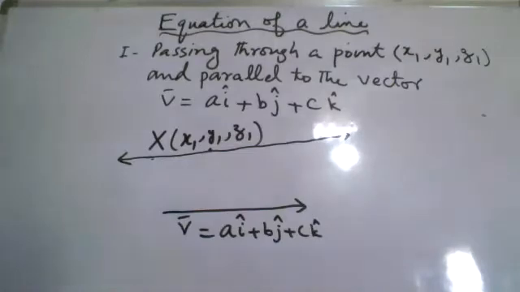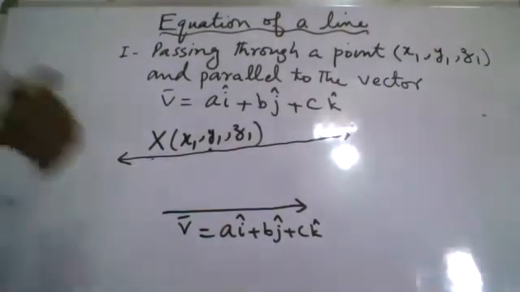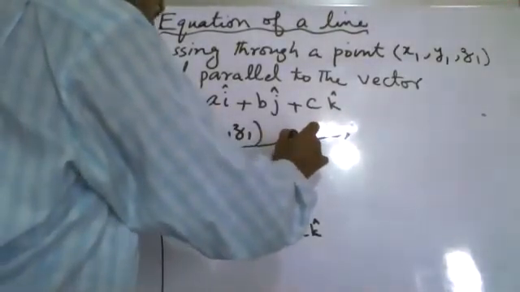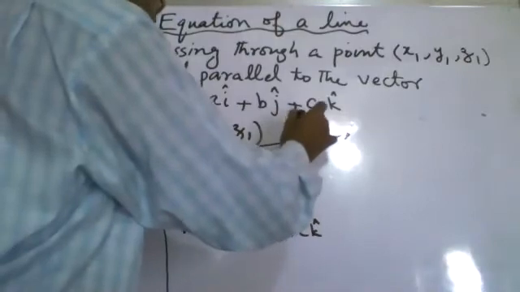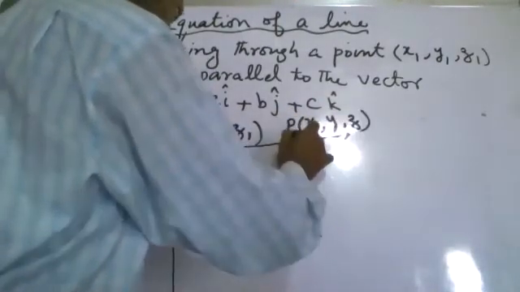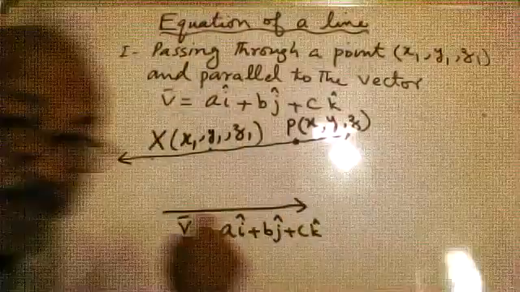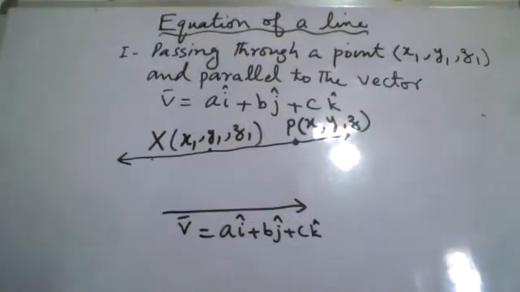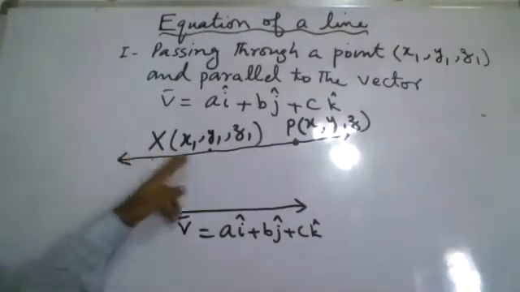We will take a point P on this line. Suppose there is a point P on this line, and the coordinates of this point are x, y, and z. We will mark a point P, x, y, z on the line which is parallel to the given vector and passing through the given point.